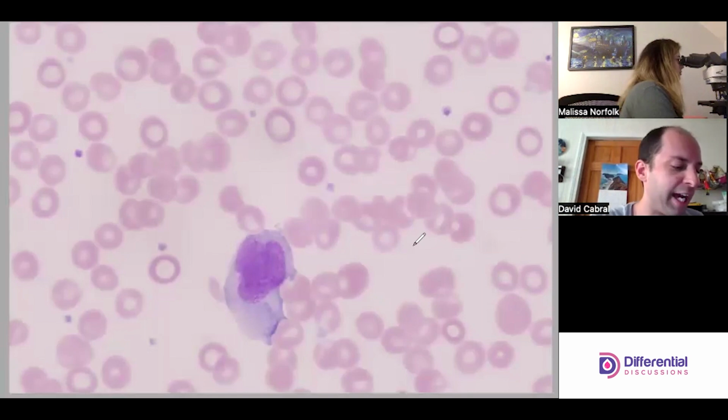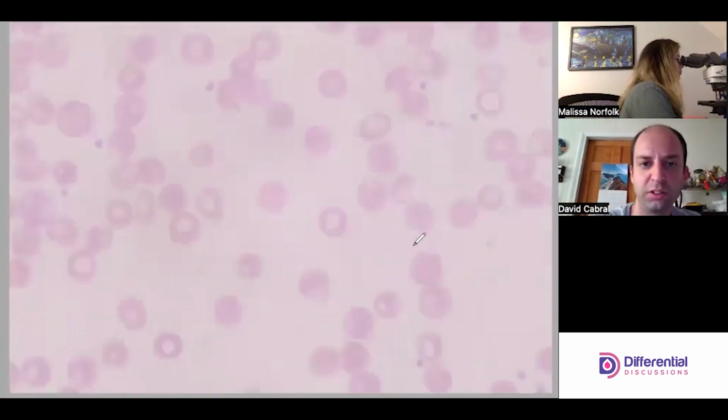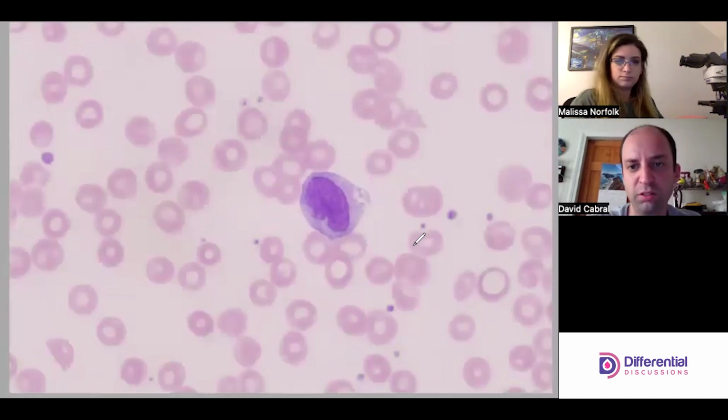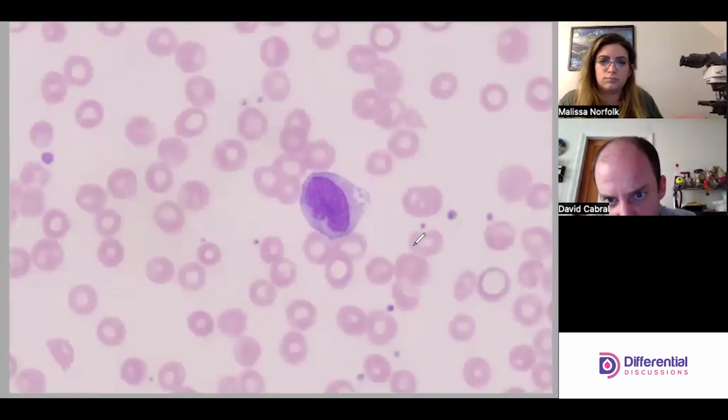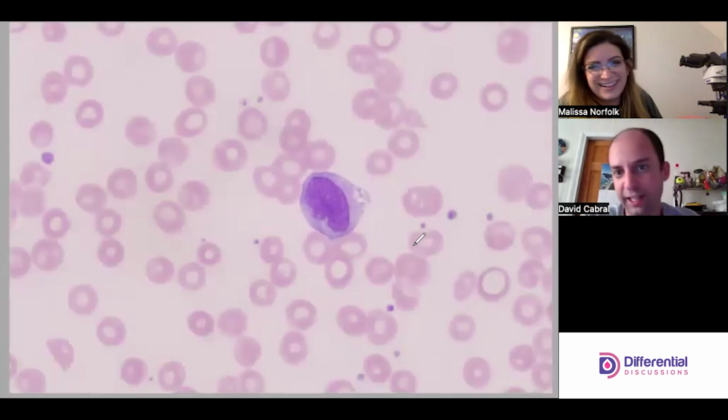I'm not keeping tally, but I think most of these are monos and a couple pro monos. A handful. Why don't we end with this guy? Sure. He just looks like a mono. I think I see nucleoli, but it just looks really mature overall.